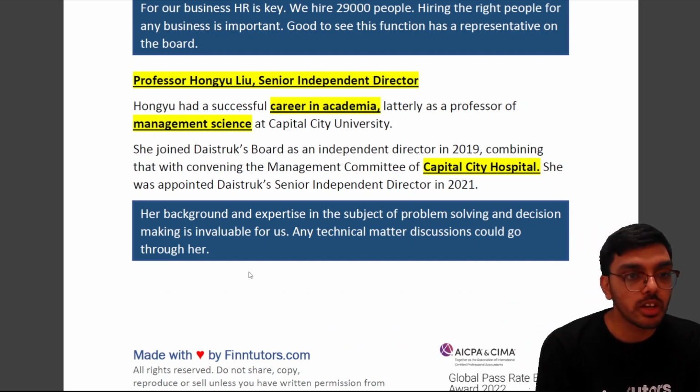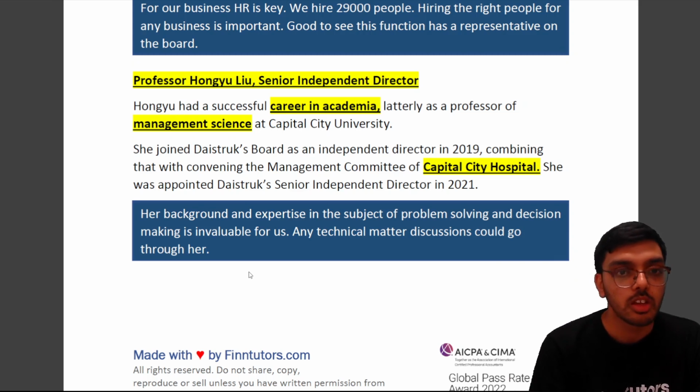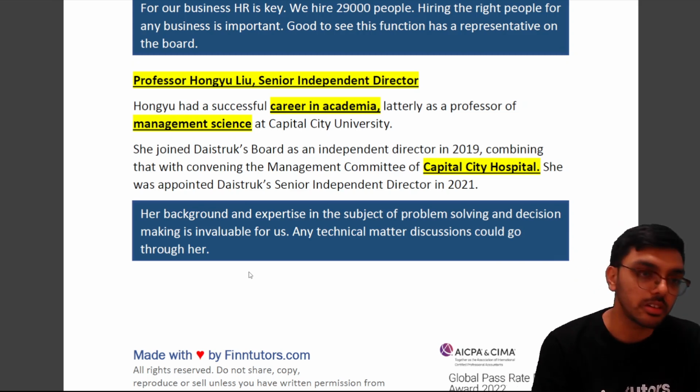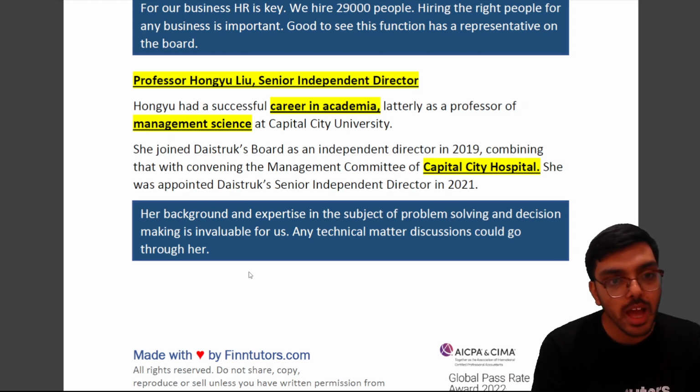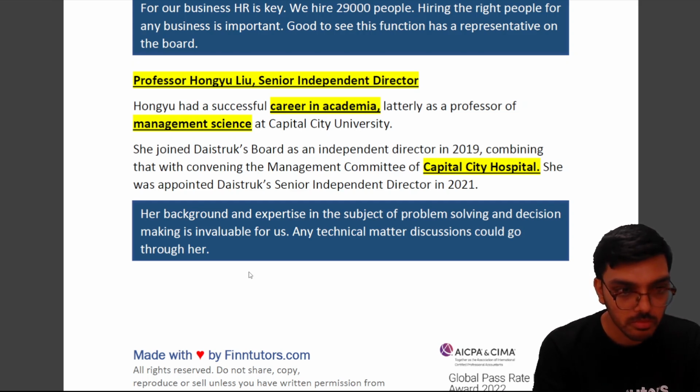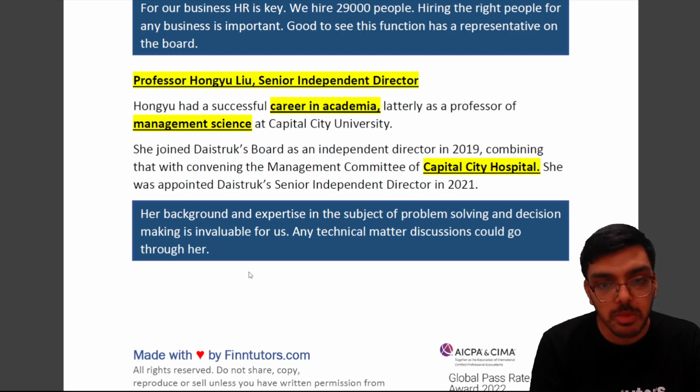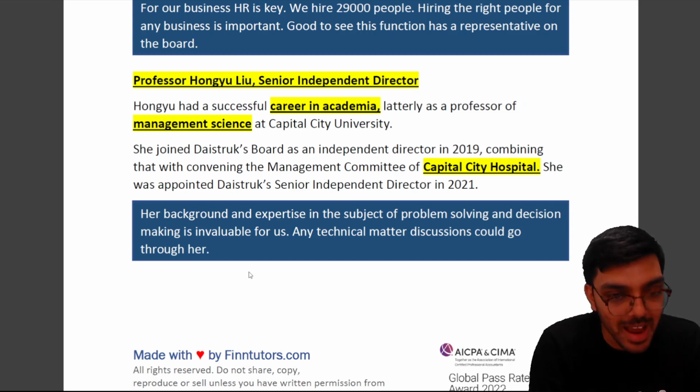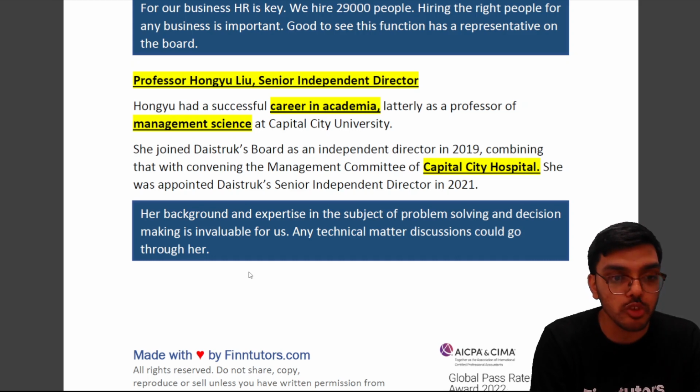Now we have Professor Hongyu Lee. She is the Senior Independent Director. Now Hongyu had a successful career in academia, latterly as a Professor of Management Science at Capital City University. Career in academia means it's her background and expertise in the subject of problem solving and decision making. Academia is problem solving and decision making. So this will be invaluable for us.